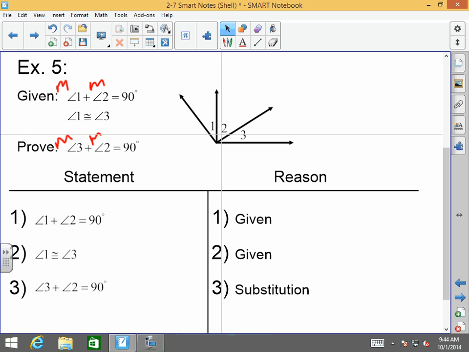No. Don't abbreviate sub. Put subtraction or substitution. Thank you. That's a very good point. Because if you just put sub, I don't know if you're saying subtraction property or substitution. So that's a very valid point. Thank you, sir.